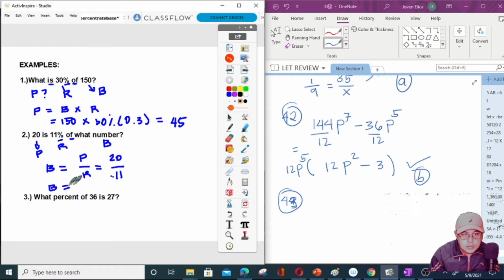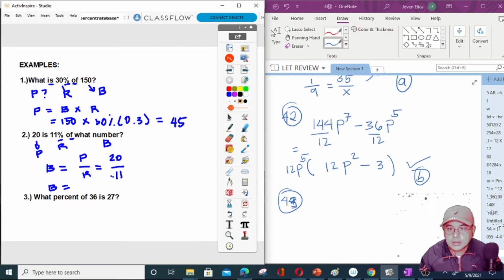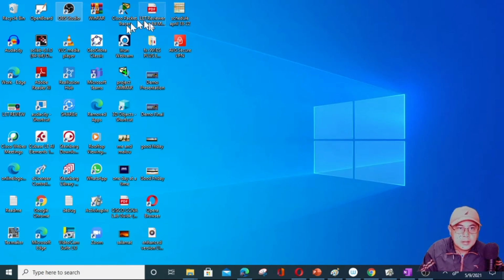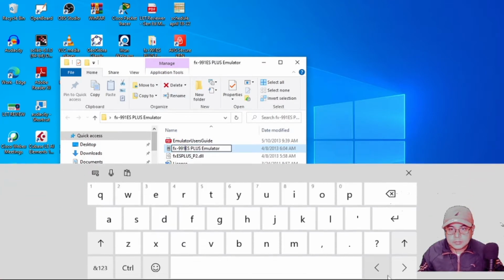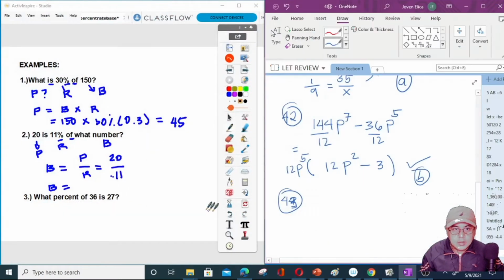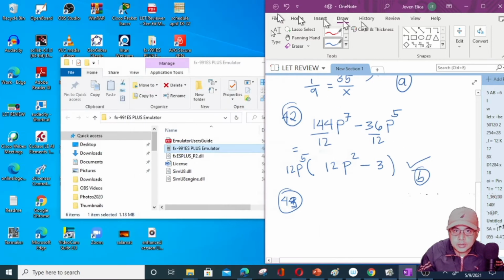Our B is equal to, using our formula. Where is our formula? Close natin calculator. Let us open the calculator again. So, where's the calculator? It didn't open.